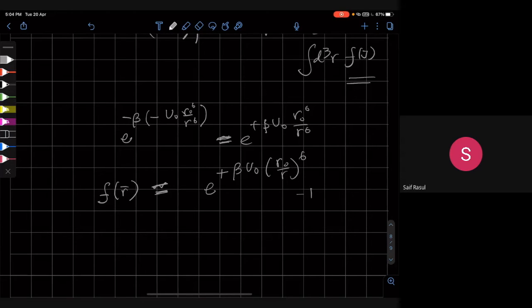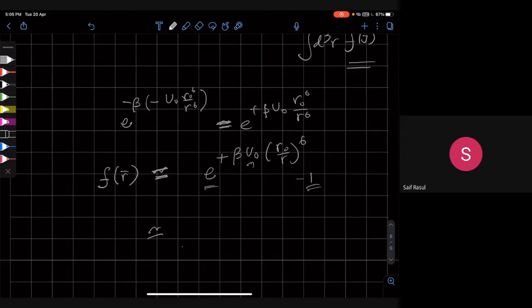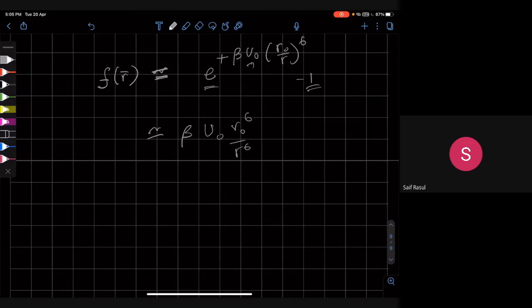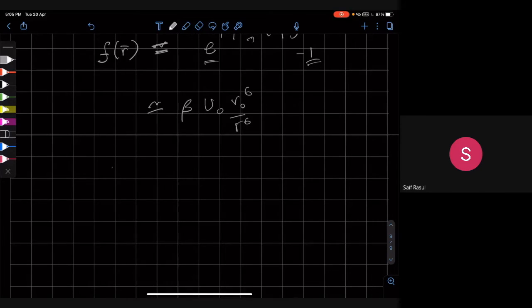So that's an equality. And then I can just keep the first order term. If I keep the first order term, the one from the expansion of the exponential will cancel this exponential, and then we'll have beta u naught r naught^6 by r^6. And you can do that integral. So now you can do these integrals very easily, and the details will be provided in the lecture notes. And what you'll get is a gas law which is of this form.